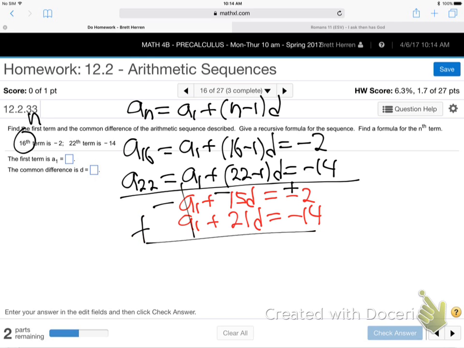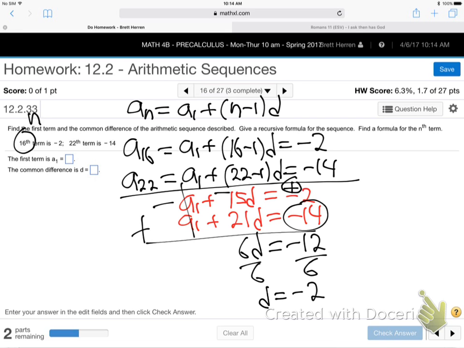So that when I add them, the a1s will cancel, and I'll get 21d minus 15d is 6d. And this is negative 14 plus 2, which is negative 12. Good to there. Divide by 6. d is minus 2. So d is minus 2.